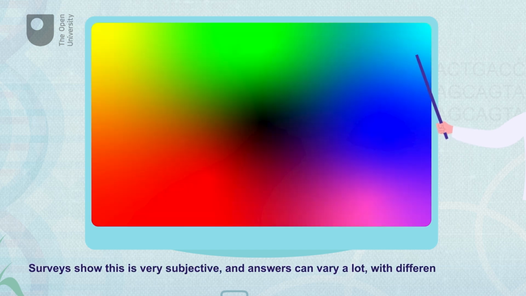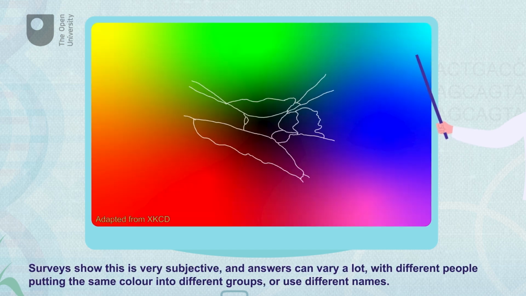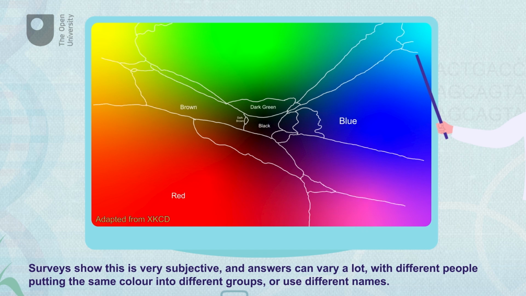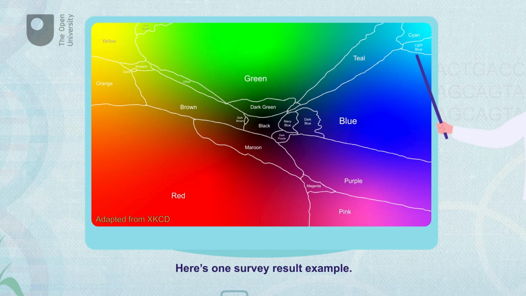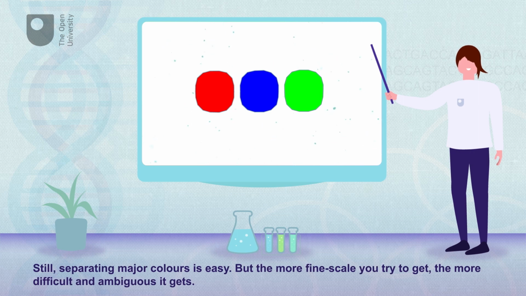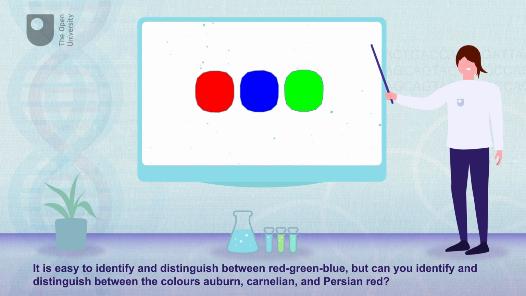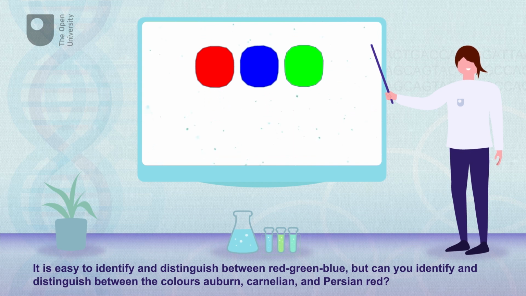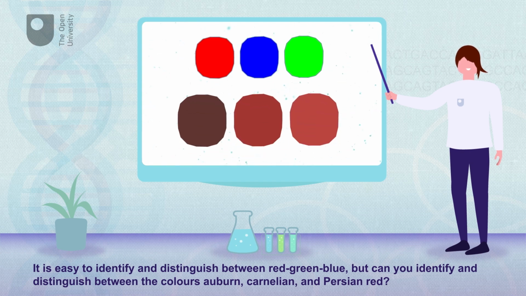Surveys show this is very subjective, and answers can vary a lot, with different people putting the same colour into different groups, or they use different names. Here's one survey result example. This is the same with population groups and labels. Still, separating major colours is easy, but the more fine scale you try to get, the more difficult and ambiguous it gets. It is easy to identify and distinguish between red, green, blue, but can you identify and distinguish between the colours auburn, carnelian and Persian red?